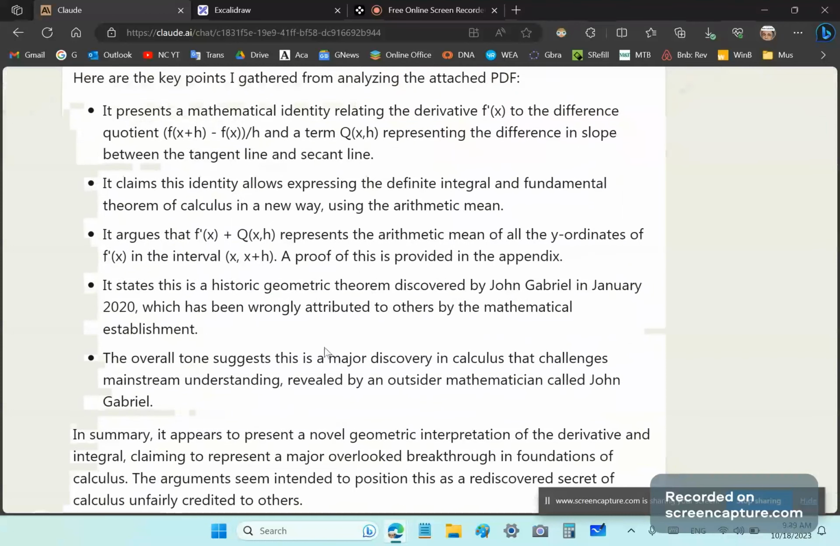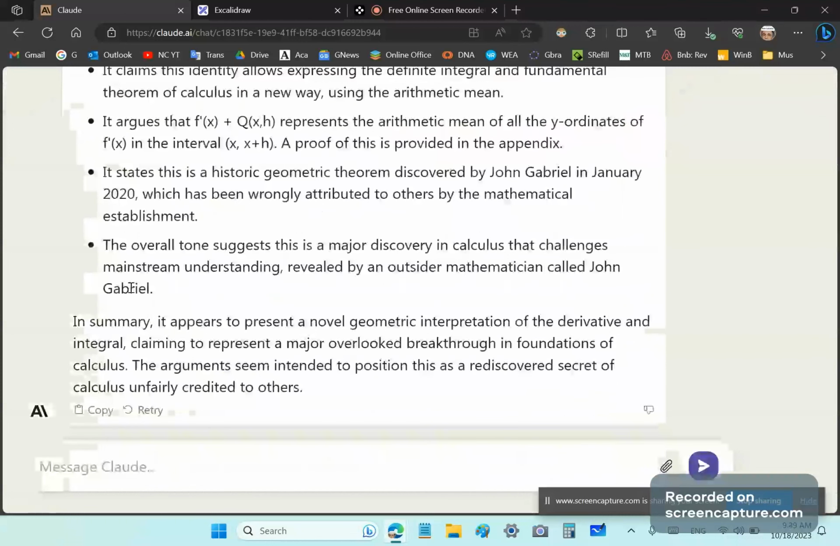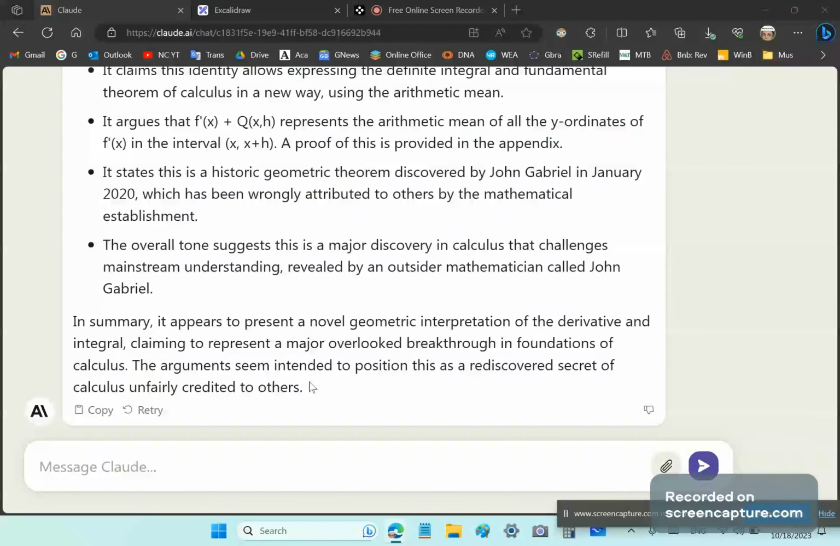It also states that this theorem was discovered by me, which has been wrongly attributed to others. And the overall tone suggests this is a major discovery. It is a major discovery because although it wasn't really published until 2020, it was known many decades before. I just never got a chance to publish it. And there was no internet for a good part of my life. So I'm 62 years old, and the internet hasn't been around that long. And of course, no journal would dare touch my material because of all the libel and the lies spread by the mainstream math church of academia about me.